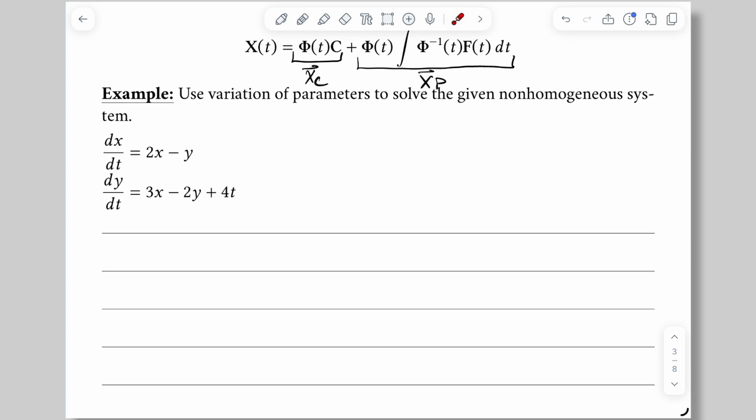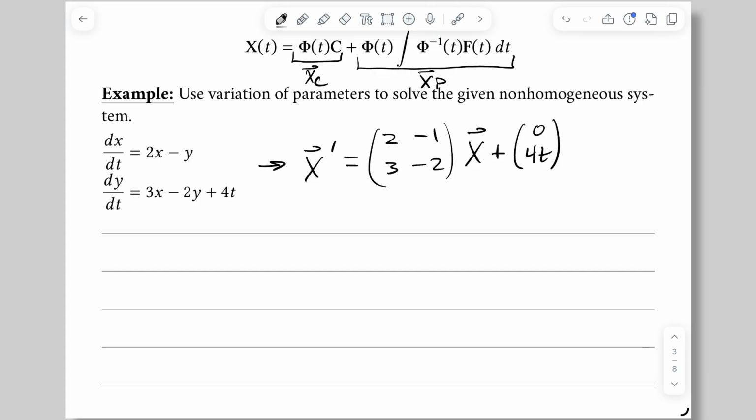We're going to solve the system dx/dt = 2x - y, dy/dt = 3x - 2y + 4t. Written in the form that we've been looking at, this is x' = [2, -1; 3, -2] x + [0; 4t].